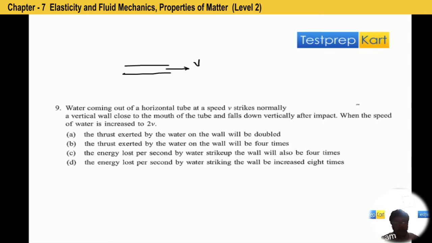It strikes normally a vertical wall close to the mouth of the tube and falls vertically after impact. When the speed of water is increased to 2v, the speed becomes double. When the speed becomes double, what will be the case? The thrust exerted by water on the wall will be 4 times, because it is v squared. So double means 4. And wherever it is 4, the energy loss will be 8 times. So 4 plus 4 is 8. Right? That is the answer. This is very easy.